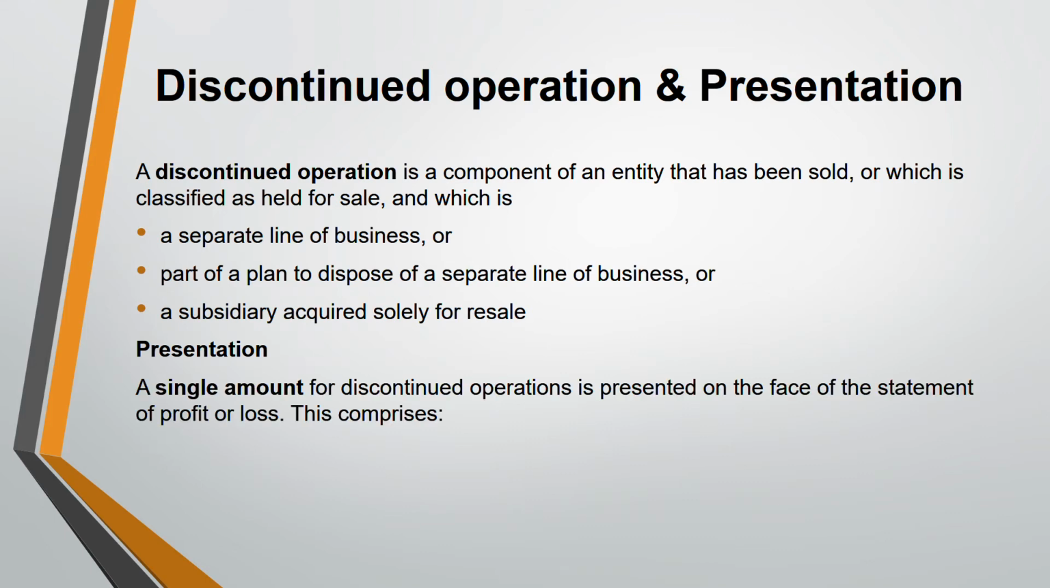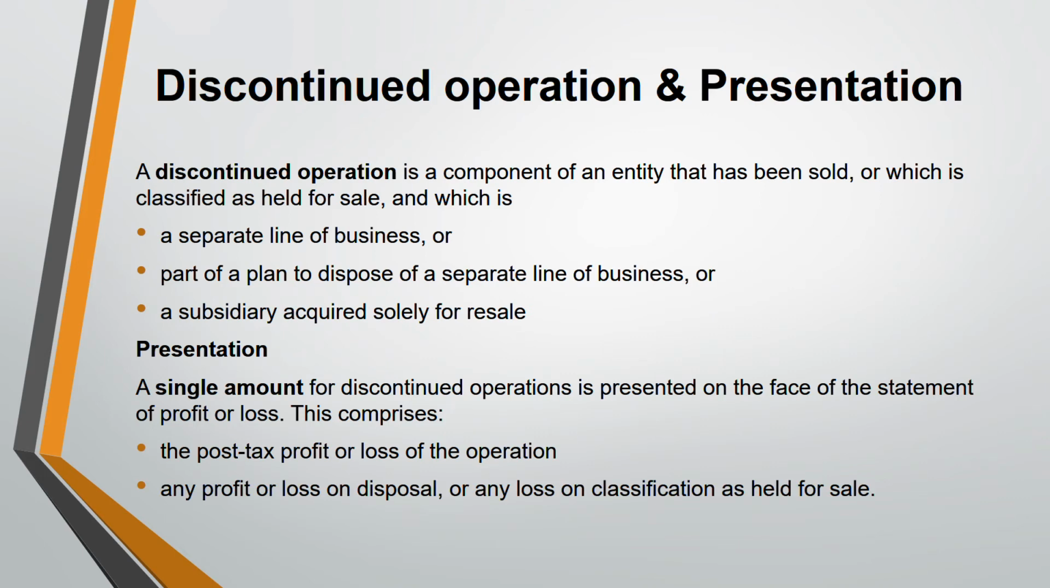In the statement of profit and loss, you show it as a single amount. In the next slide, we are going to show you how it is presented and under which line. You show this right after your tax, profit after tax. And any profit or loss on disposal or any loss on classification as held for sale is included. When you're disposing of it, definitely you'll be incurring some cost, profit or loss, so that also will be recognized there. So let's see how it is presented.